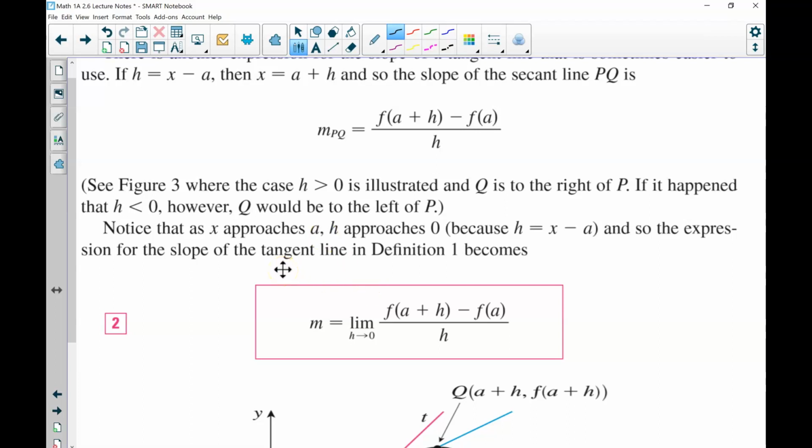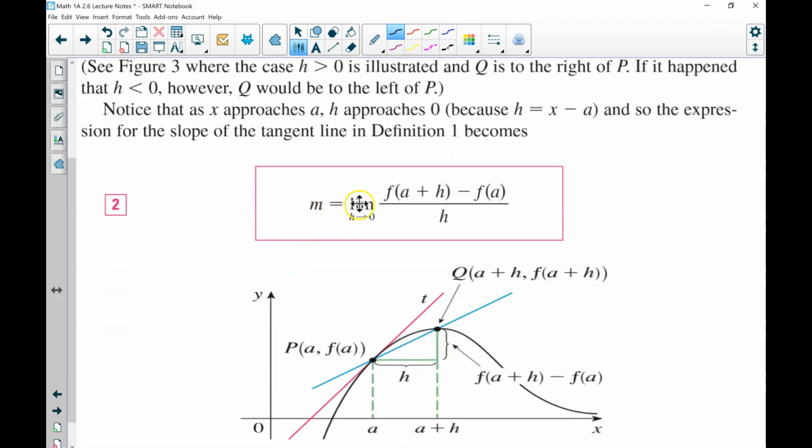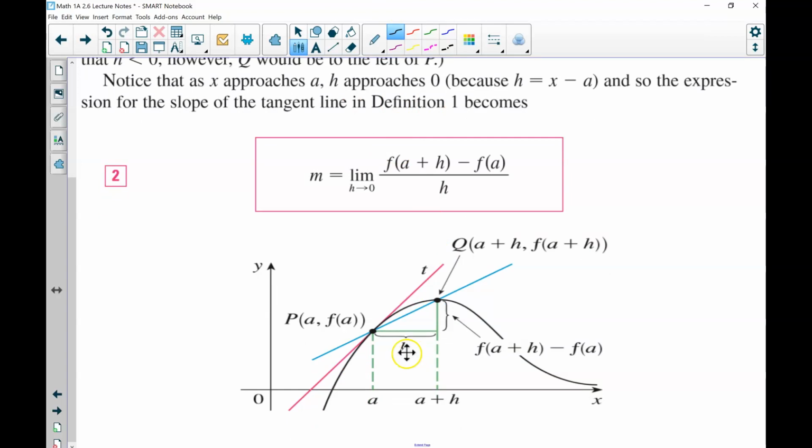Now notice that as x approaches a, h approaches 0 because h is equal to x minus a. And so the expression for the slope of the tangent line in the definition becomes the following, which is m, equal to the limit as h approaches 0 of f of a plus h minus f of a, over h. Now you can see what's happening with this graph. What we've done is we've added h to the value of x, and you can see what's happening according to this graph.